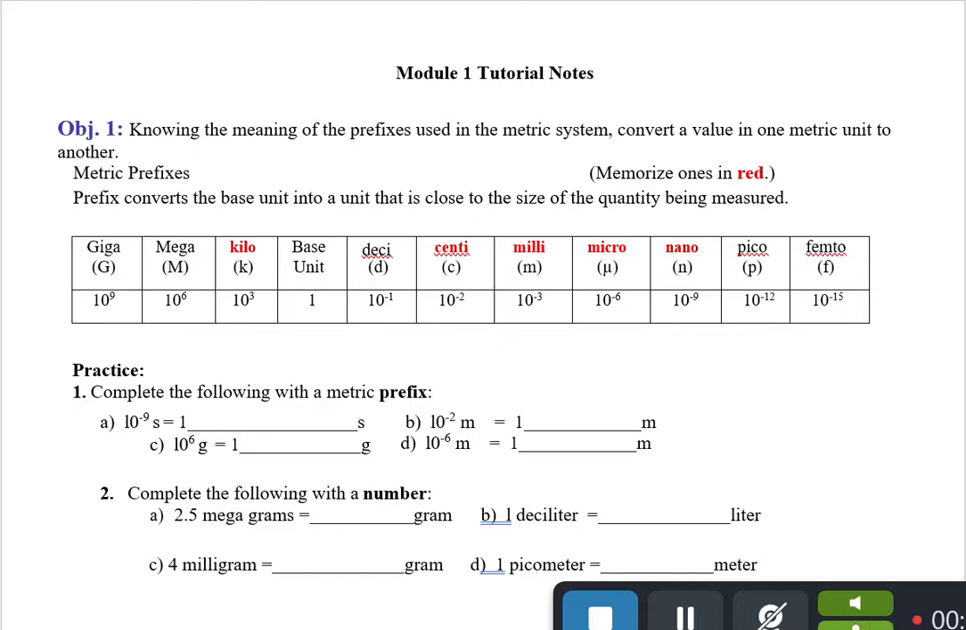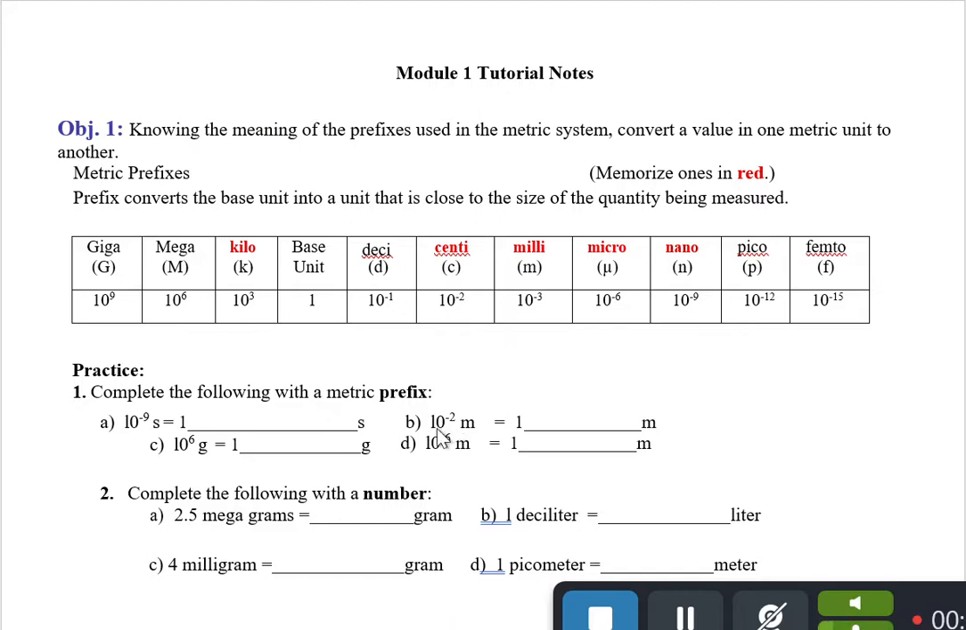So just for example, for practice, what I'm looking for here on completing the following with a metric prefix, if I have 10 to the negative 9 seconds, I'm going to call that a nanosecond. And so I would write nano right there.